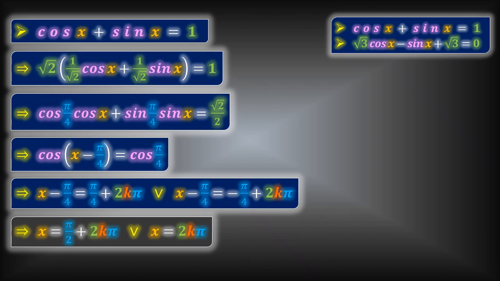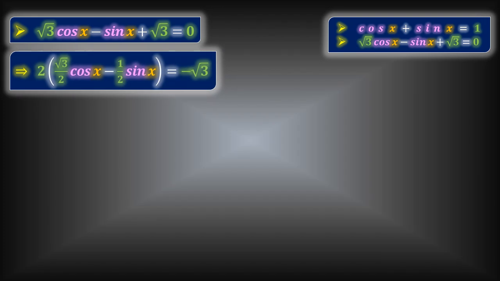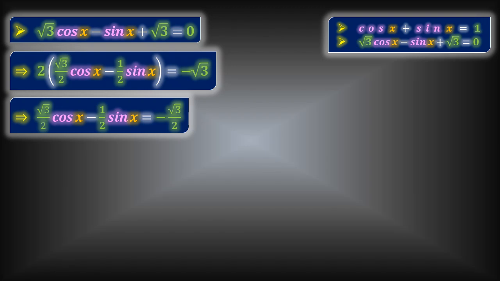Let's now move on to the second equation. The second equation is square root of 3 multiplied by cosine of x minus sine of x plus square root of 3 is equal to 0. Subtracting square root of 3 from both sides and extracting 2 as a common factor gives 2 times square root of 3 divided by 2 multiplied by cosine of x minus 1 divided by 2 multiplied by sine of x is equal to minus square root of 3. This implies that square root of 3 divided by 2 multiplied by cosine of x minus 1 divided by 2 multiplied by sine of x is equal to minus square root of 3 divided by 2.